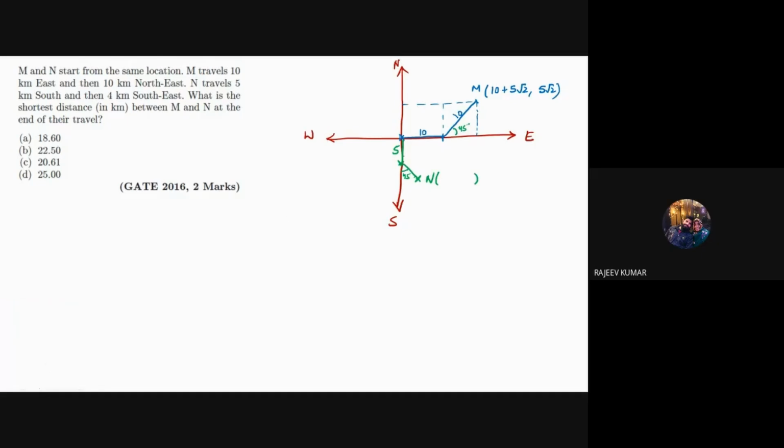Now talking about N. N में यहाँ पर मेरे पास ये 4 है and 5. So the value of N will be, in x direction it will be x मतलब यहाँ से यहाँ तक and ऊपर से नीचे तक.